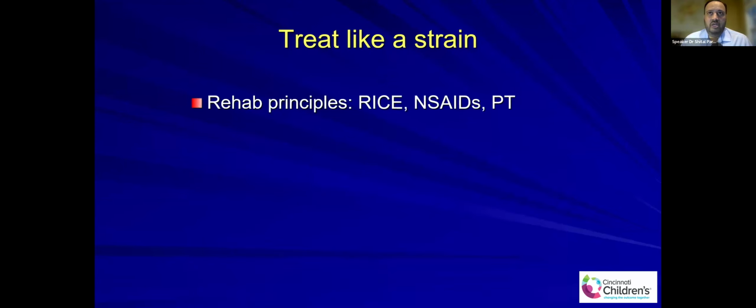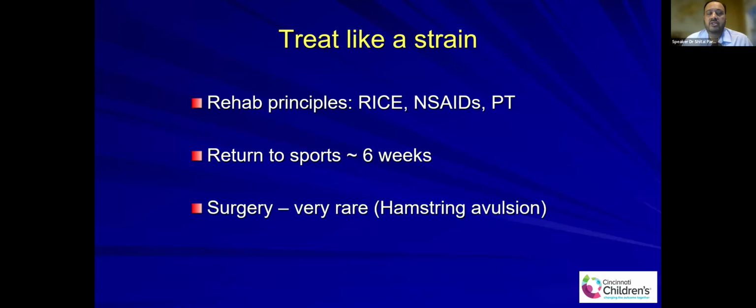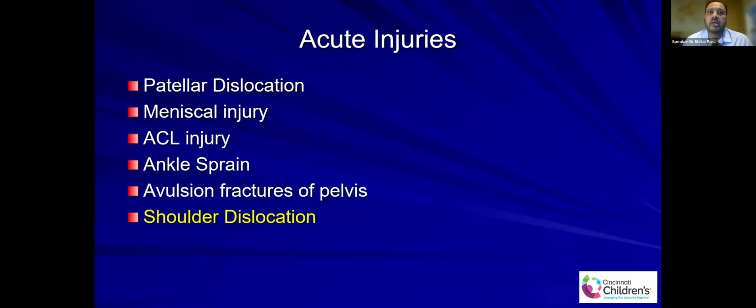So you treat it like a strain, with rehab principles of rest and sets, physical therapy, and return to sports usually around 6 weeks, and surgery is very rare. Typically, surgery is needed for a hamstring avulsion, which is pulled off significantly more in someone who is a soccer player or uses his hamstrings quite a bit to kick a ball.